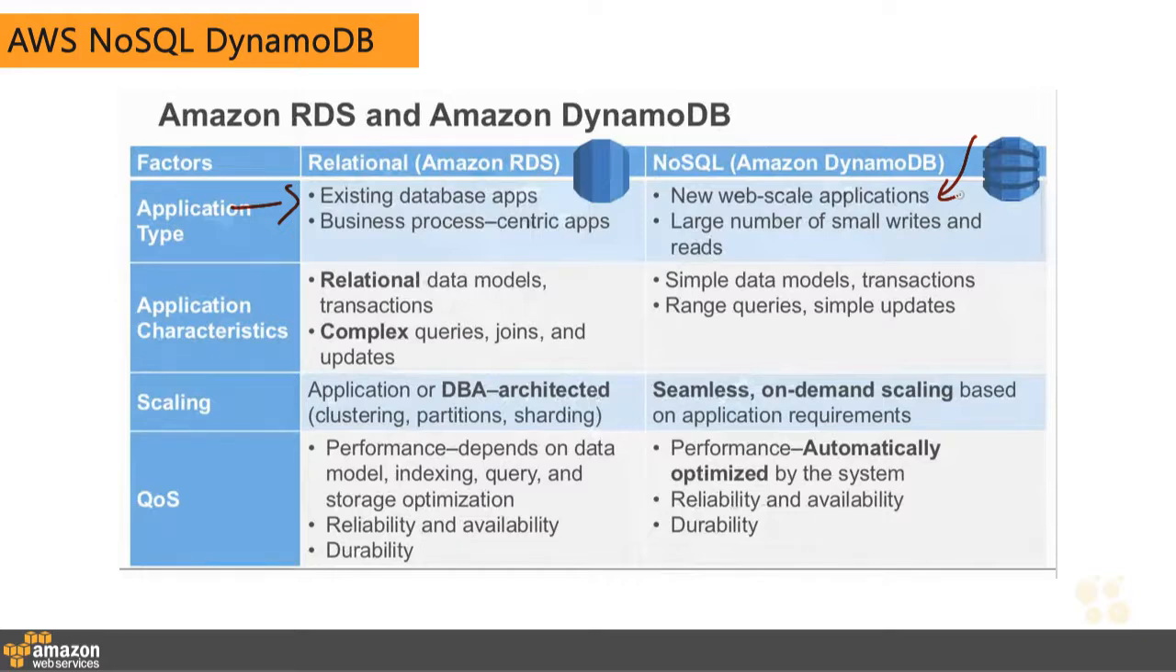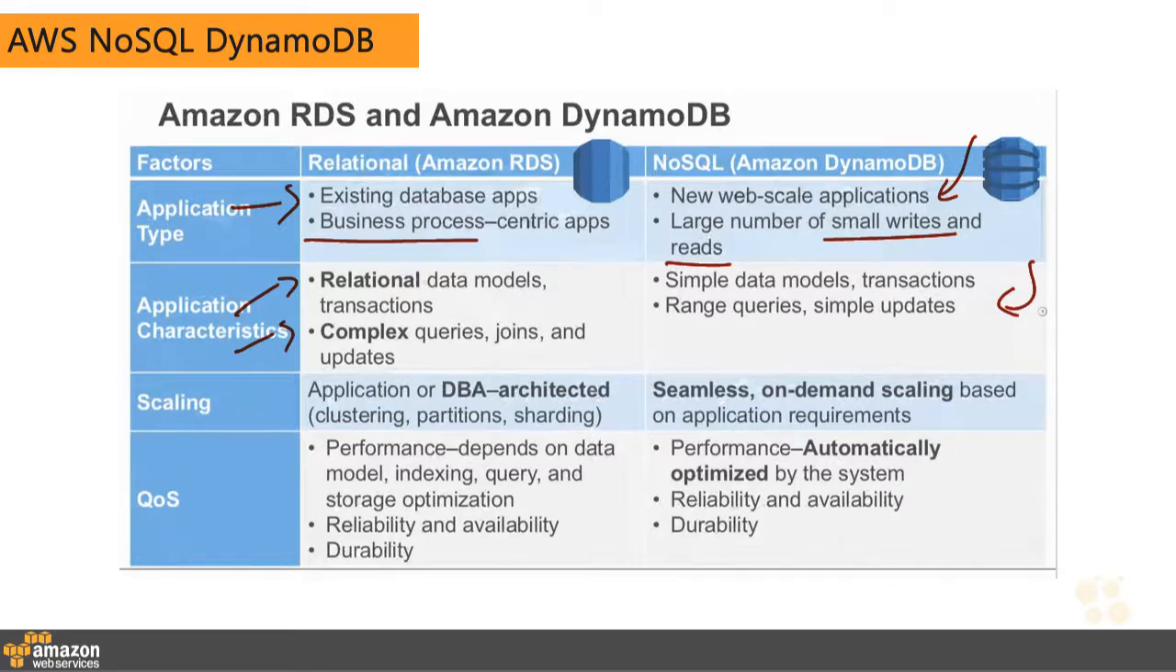So when you're starting up a new web-based application, think about Amazon DynamoDB. It's great for a large number of small, quick, fast writes and reads, whereas business process is more ideal for Amazon RDS. Amazon RDS is great for really highly relational, complex transactional data. Think about financial systems for a bank or an insurance agency, whereas NoSQL is good for the simpler data models that don't have a lot of relationships, don't have a lot of foreign keys, don't have a lot of structure to the data.